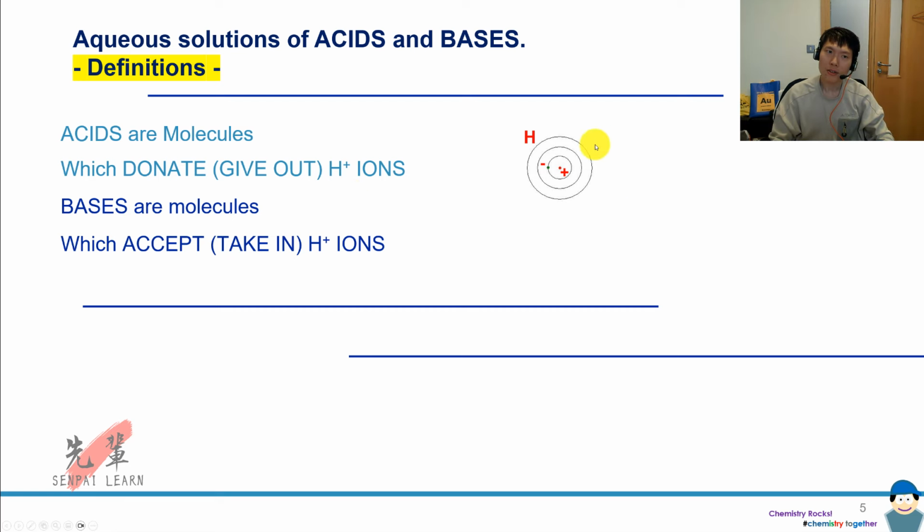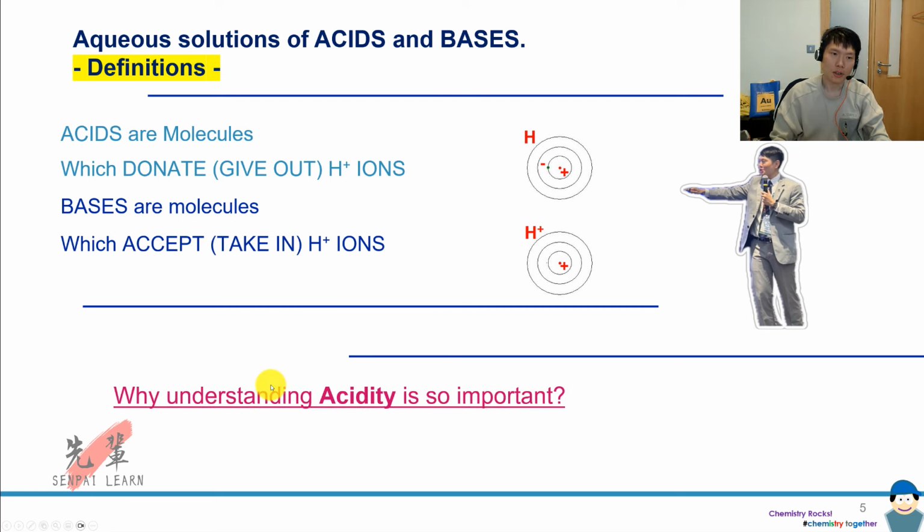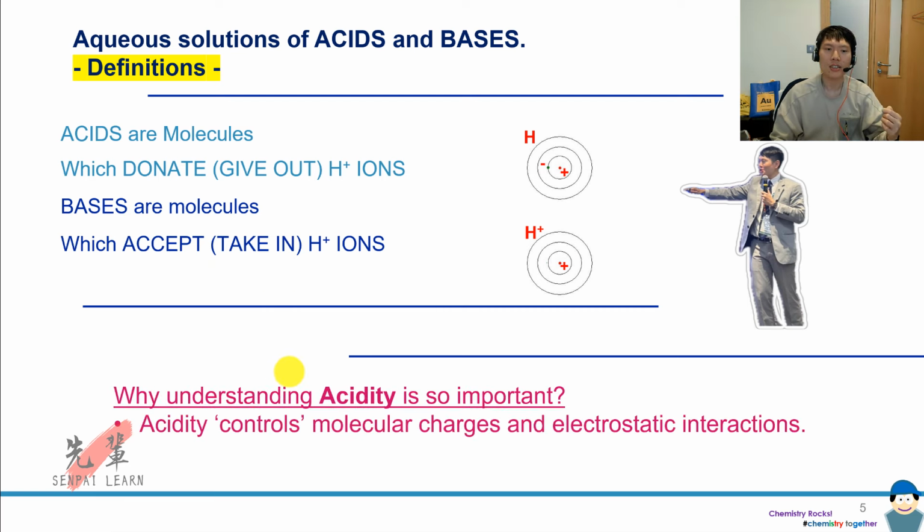So in this case, you see here, this is a hydrogen atom. When it loses one electron, right, it becomes an H plus ion because it becomes a plus charge, okay? Remember this. So why is it so important to understand acidity? Because acidity controls the charge and electrostatic interactions.